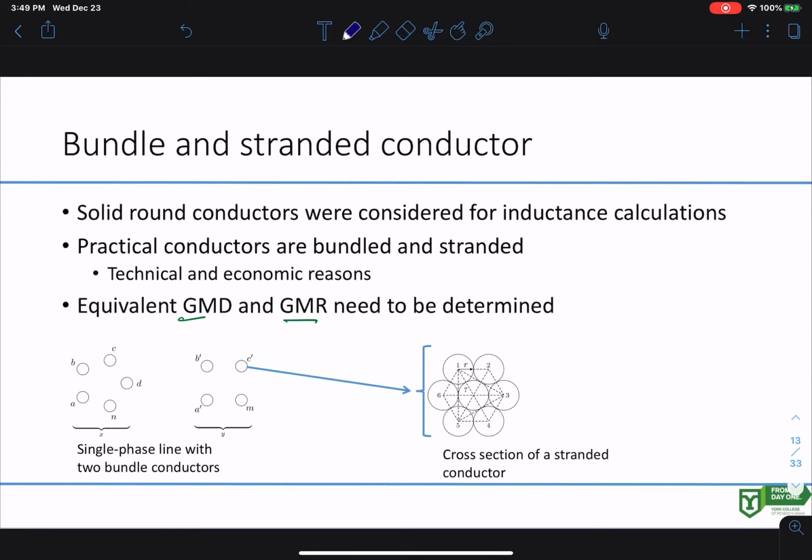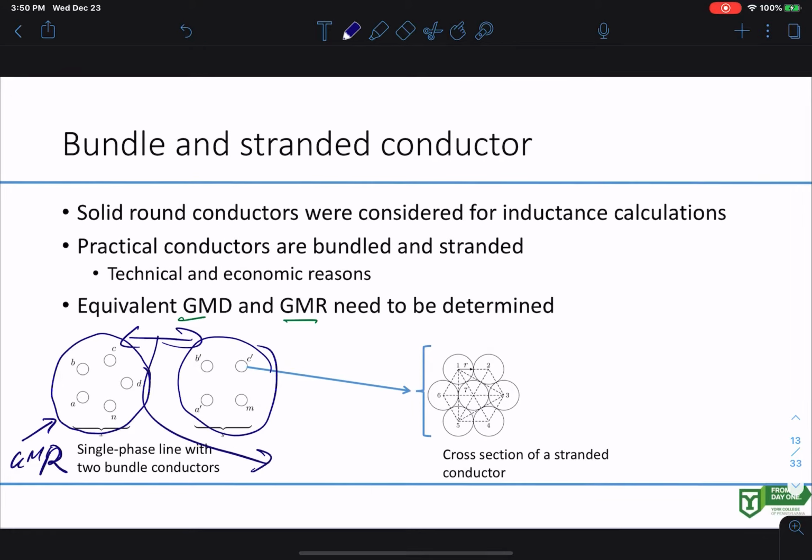Over here, on this side we have conductor X, and on this side is Y. This conductor has this many strands, and this conductor has this many strands. So what is the GMD between them, and what is the GMR for this conductor? GMR is for the conductor itself, and GMD is between the conductors.